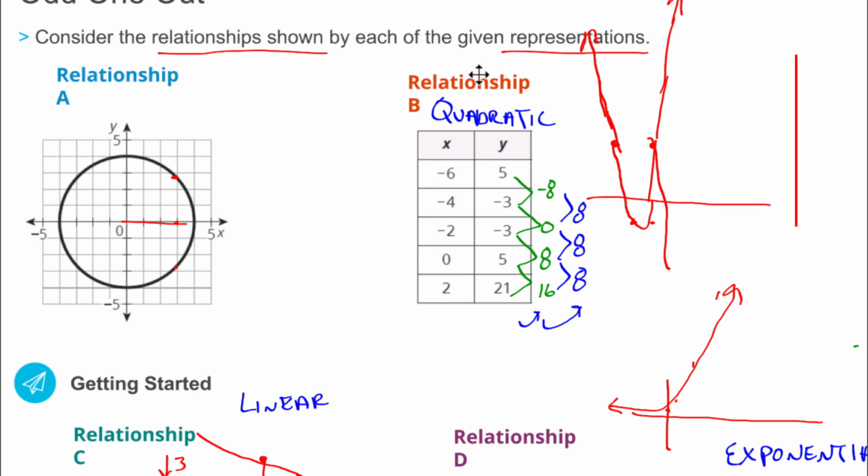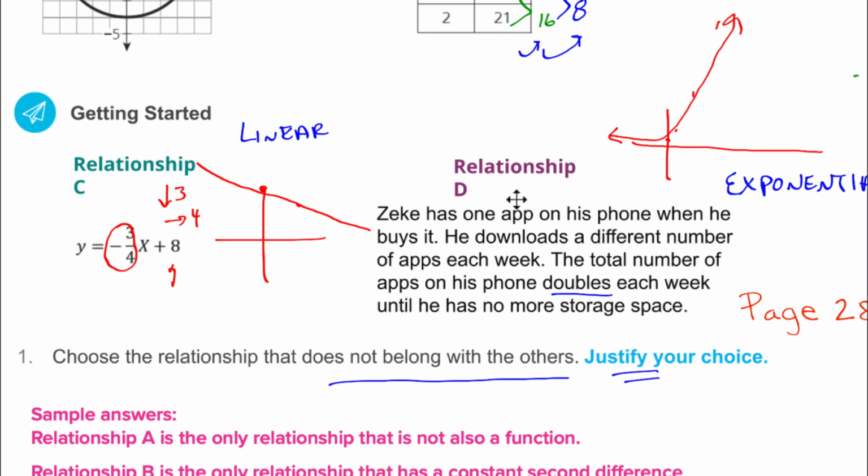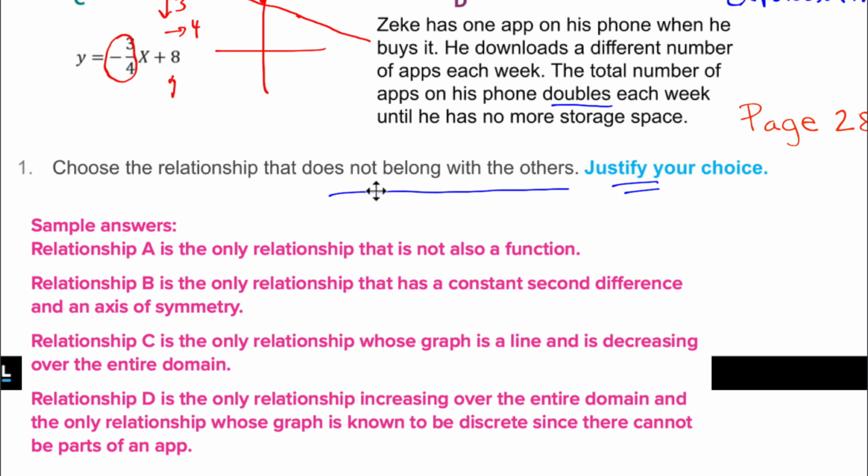What does discrete mean? It means we have single points and they're not connected with a line. And you know, this table right here, we connected it with a line, but I guess they're just saying each week it should be just a point. I don't know. You could use any of those rationales, but you know, I kind of favor relationship A as being different. You know what I'm saying?